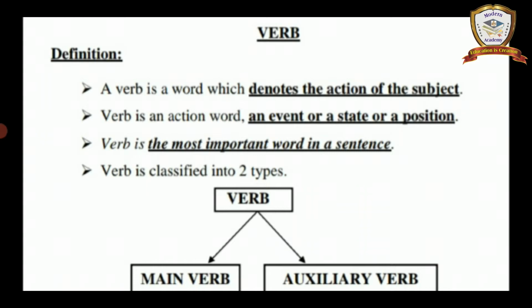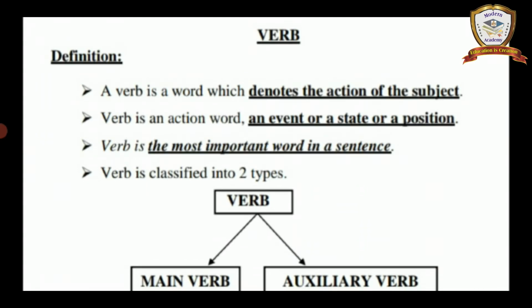Students, here you see a verb is a word, which denotes the action of the subject. It points out the action of the subject. Either he, she, it or any other name, Rama, Sheila, Kokila, whatever name, that is called the subject. So the doer, if they are doing that action, that is called verb. Verb is an action word.